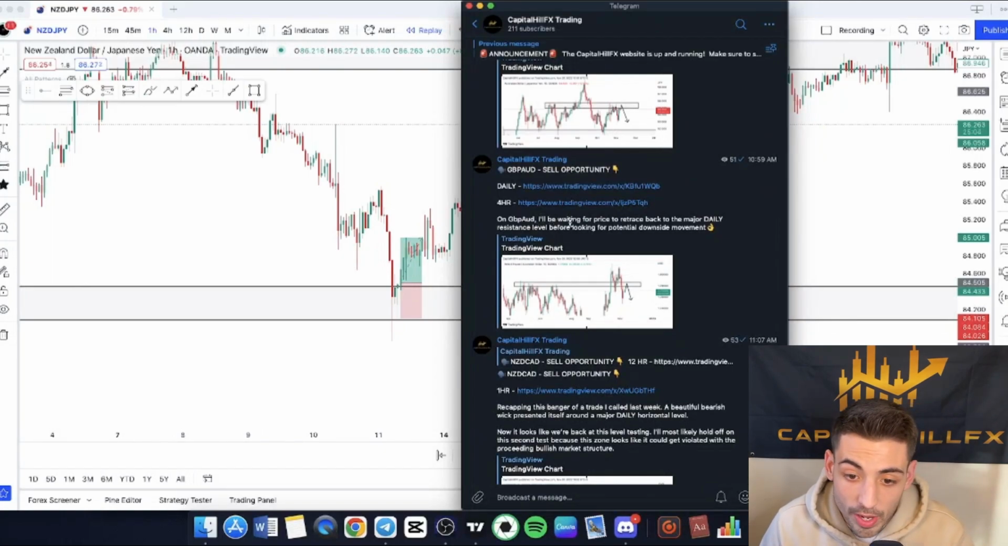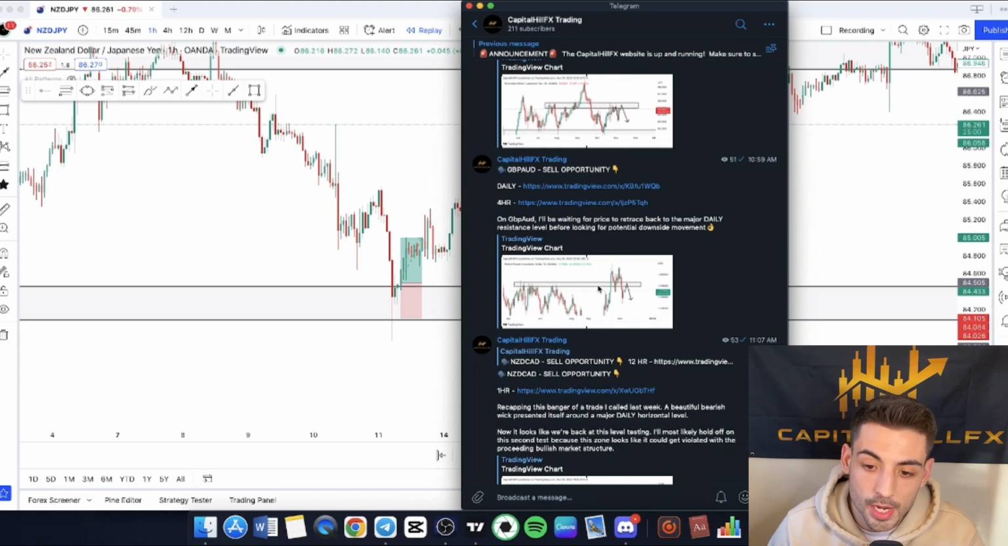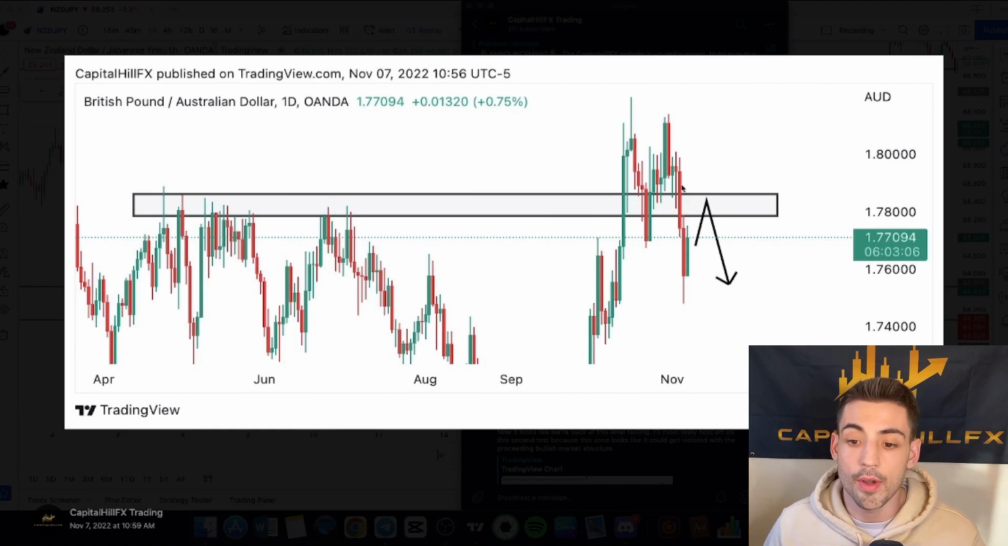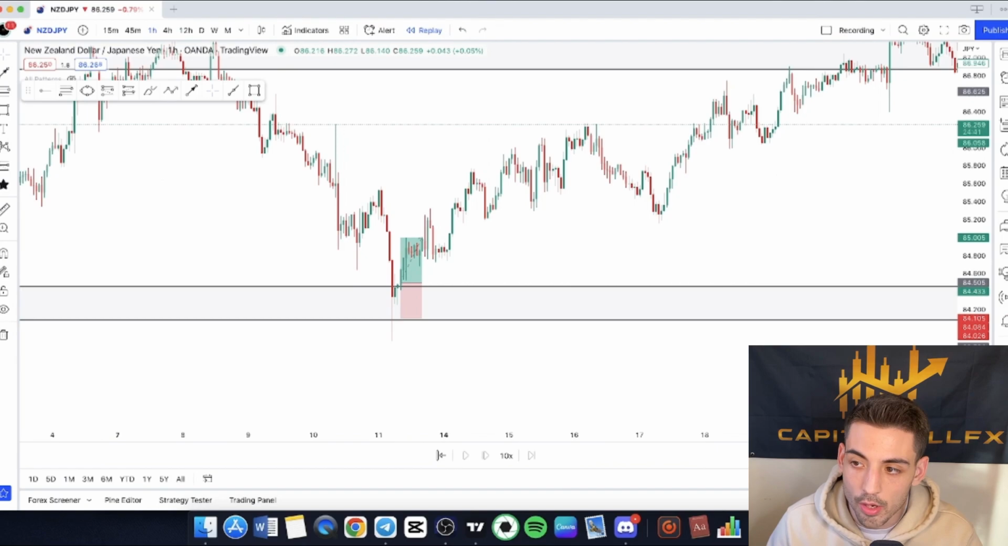On GBP AUD, I'll be waiting for price to retrace back to the major daily resistance level before looking for potential downside movement. It makes it much easier when I go back into TradingView and try to look for it. So we can see that we just have a super clear daily horizontal level, and all I was waiting for was price coming back into this significant horizontal level. We just recently broke it and closed on the daily time frame right below it, and we was just waiting for a retracement back to this significant horizontal level.